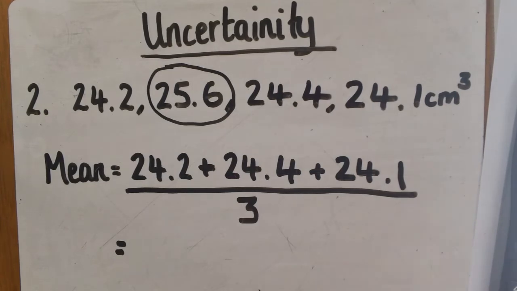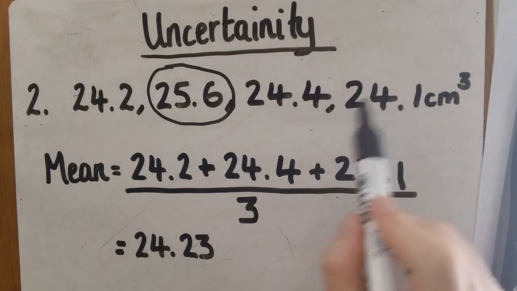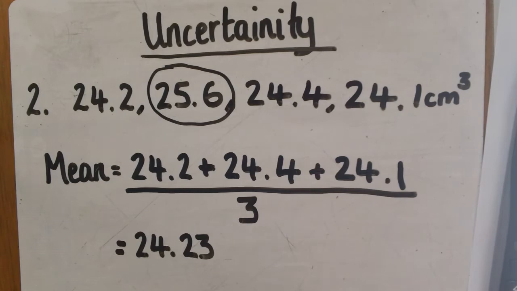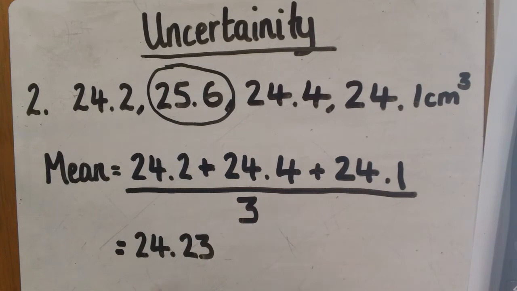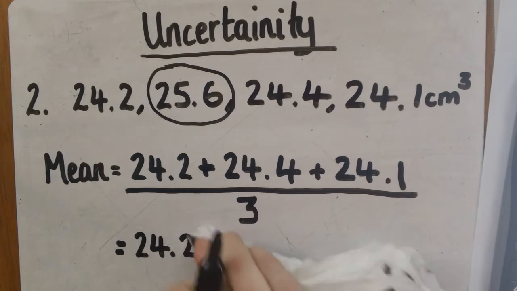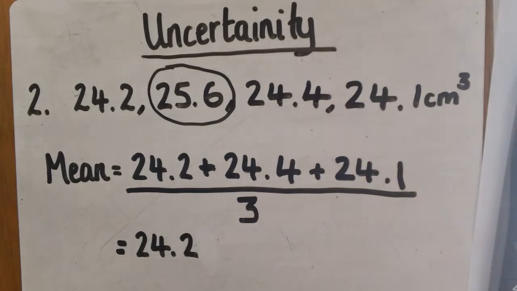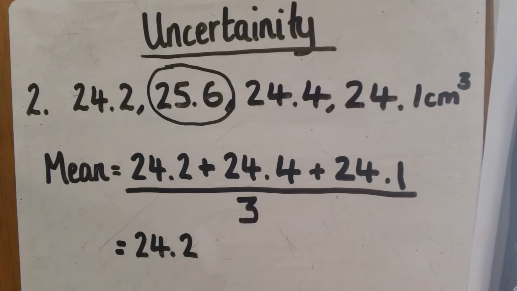And when I've done that, I get a mean of 24.23. Now it's important that my mean answer is to the same number of significant figures as the results were. So here all my results were to 3 significant figures. And my answer right now is to 4 significant figures. So I need to make this into 3. So I'm going to do that by removing that and rounding down. Then I now have my mean to the right number of significant figures.